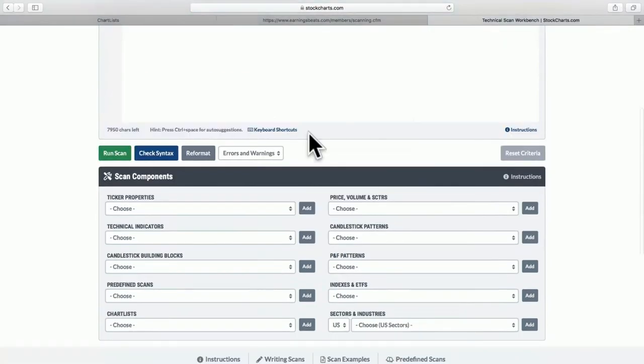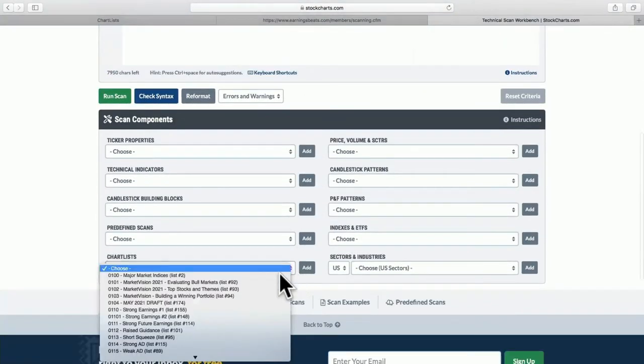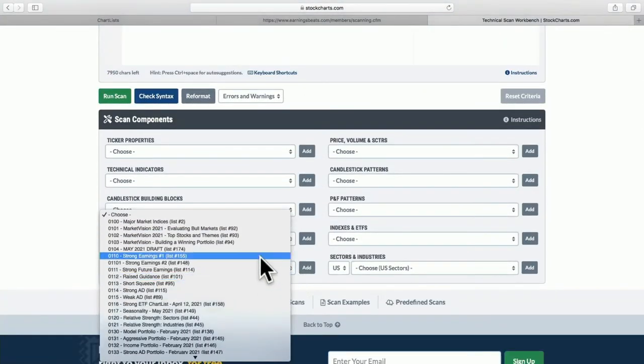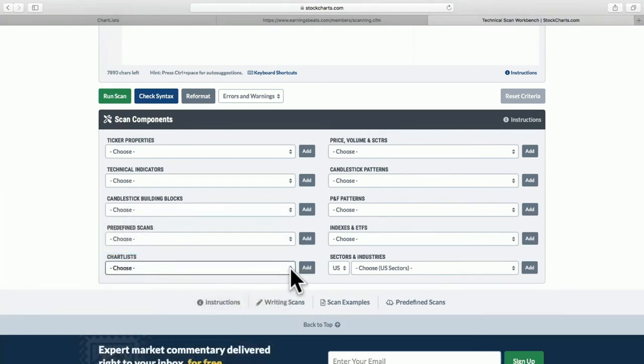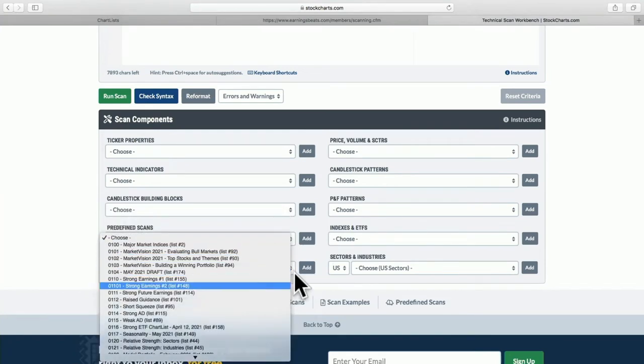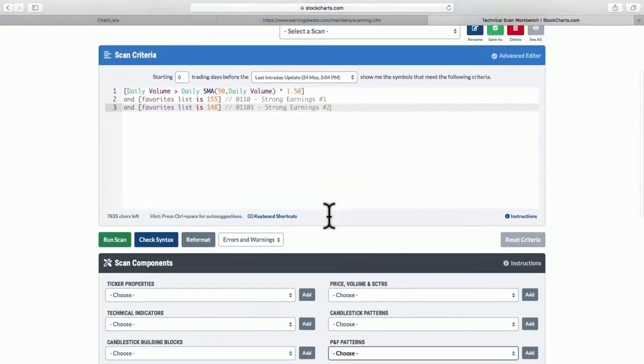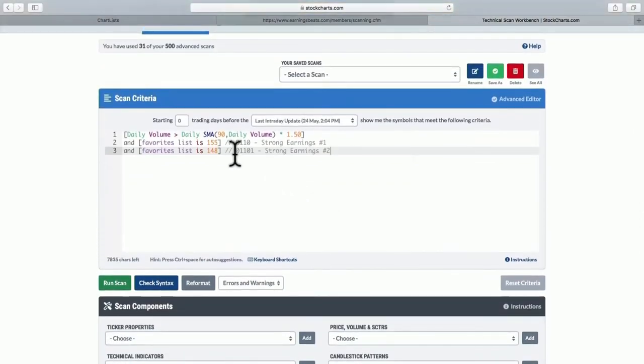And let's just run this against the strong earnings chart list. So I'm going to pull up my strong earnings chart list, add it. And then we actually have two of these, so I'll add both of those. Right now, the way this is set up is if a stock has traded at least 1.5 times its average daily volume over the last 90 days, and it's on both of these chart lists, then it'll be selected. Well, there's one problem.